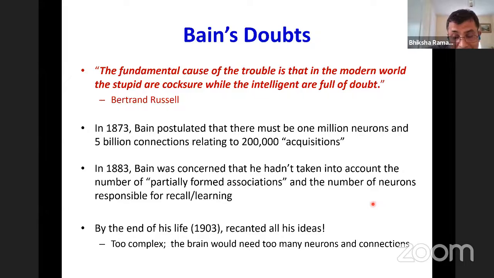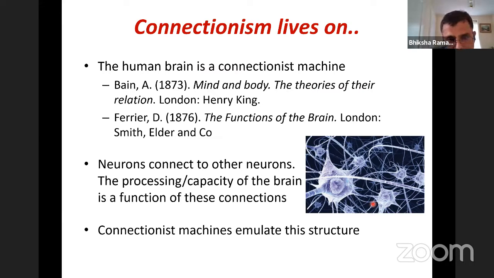The human brain has 80 billion neurons. It has 1,000 trillion connections. There's more than enough material matter there to store everything we ever encounter in life and more. And so, fortunately, Bain's connectionist theory of machines has stayed, and we all recognize now that the human brain is a connectionist machine. Neurons connect to one another, and the processing capacity of the brain lies in the manner in which these things connect to one another. And so artificial networks are basically connectionist machines which emulate this connectionist structure of the human brain.